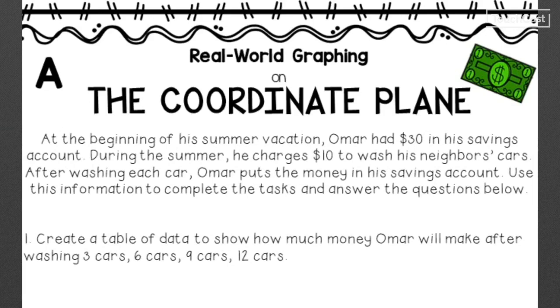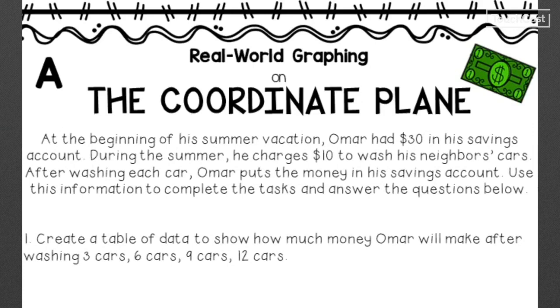So, our word problem says, at the beginning of his summer vacation, Omar had $30 in his savings account. During the summer, he charges $10 to wash his neighbor's car. After washing each car, Omar puts the money in his savings account. Use the information to complete the task and answer the questions below.